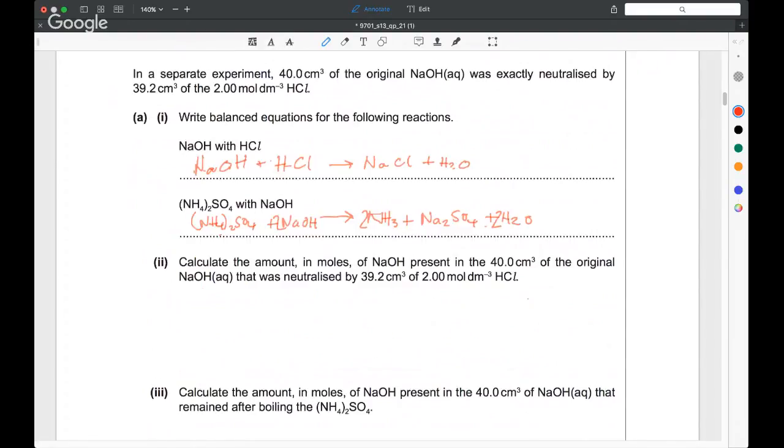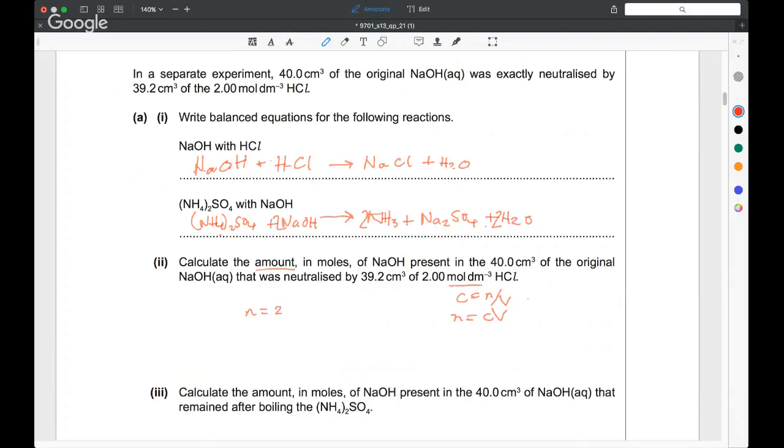You have to remember, of course, that concentrations are amount in moles divided by volume. You can tell that by looking at the units there. So in this case, we want to know the amount, the number of moles. You just rearrange so that the amount is the subject of the equation. The amount is concentration times volume. You need to plug the numbers in there.